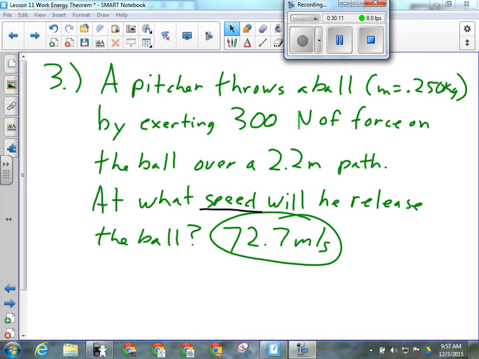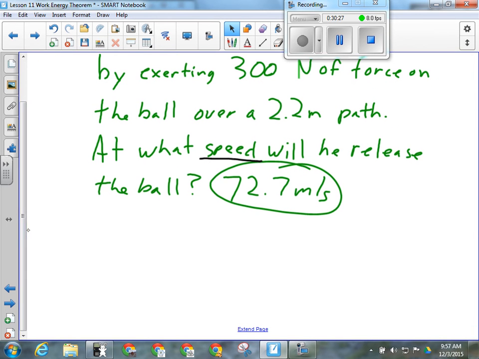Okay, all right. So we're throwing this ball that has a mass of 0.250 kilograms, exerting 300 newtons of force on it over a 2.2 meter path. We're going to assume that the ball starts at what speed? 0, so it has no initial kinetic energy. All right, we're trying to figure out how fast it's going to leave his hand.